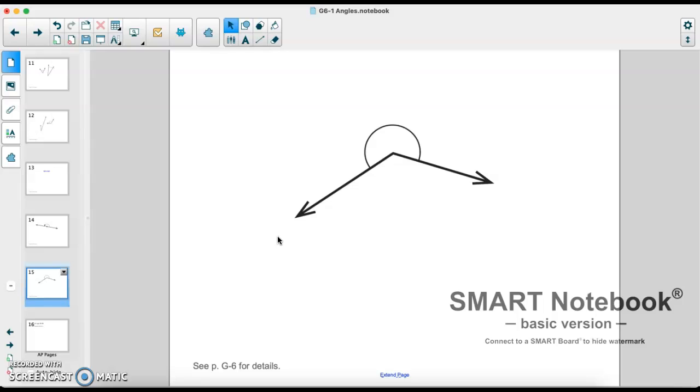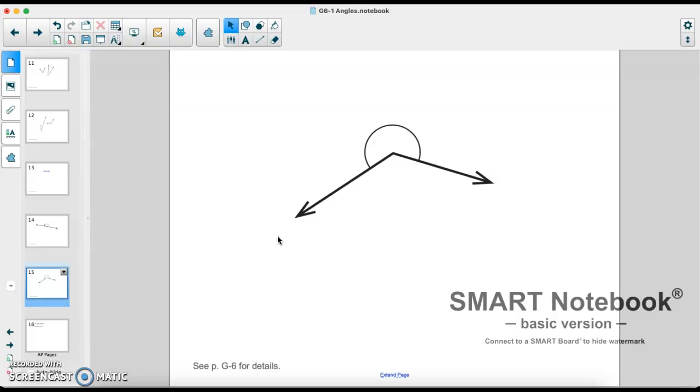An angle that is smaller than a right angle is called an acute angle. A right angle is a right angle, it's 90 degrees. An angle that is bigger than 90 degrees but less than 180 is called an obtuse angle. And a straight angle is 180 degrees. And then any angle that is bigger than 180 degrees all the way up to 359 degrees is called a reflex angle.